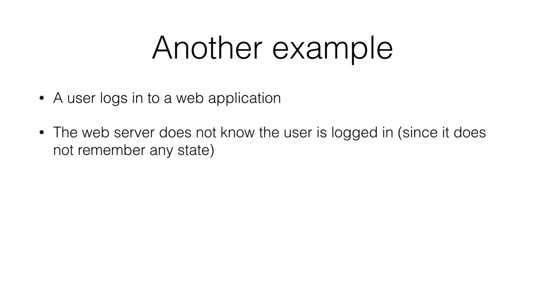Here's another example that is going to be really useful this section. Say a user logs into a web application, for example, Twitter. When we do that, the server responds with some data. And that data is going to be really important. That data is going to be unique to this user. And once it does that, the server doesn't know the user is logged in, since it doesn't have any state. So what do we do?